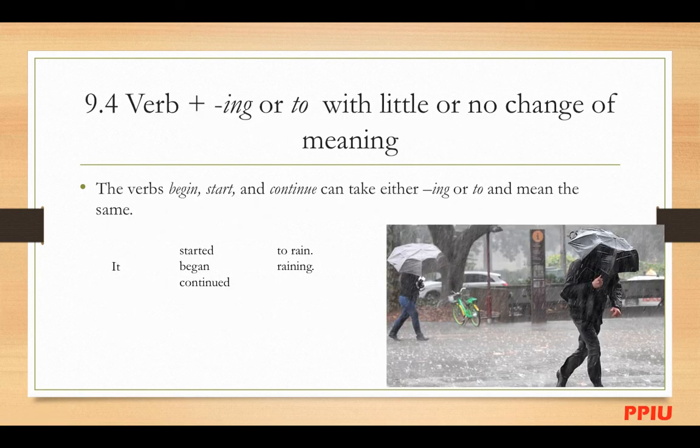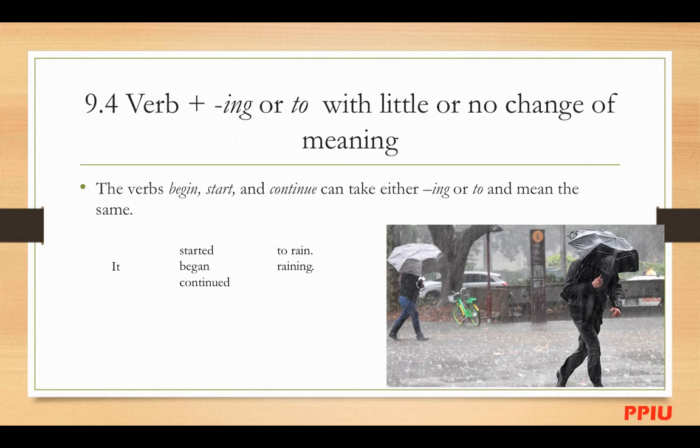Let's move to the next one, which is about verb plus ing or to with little or no change of meaning. You can see the example in this part. The verbs begin, start, and continue can take either ing or to and mean the same. So you can use these words with both the infinitive or gerund, and the meaning is the same. For example, it started to rain or it started raining. The meaning is still the same.